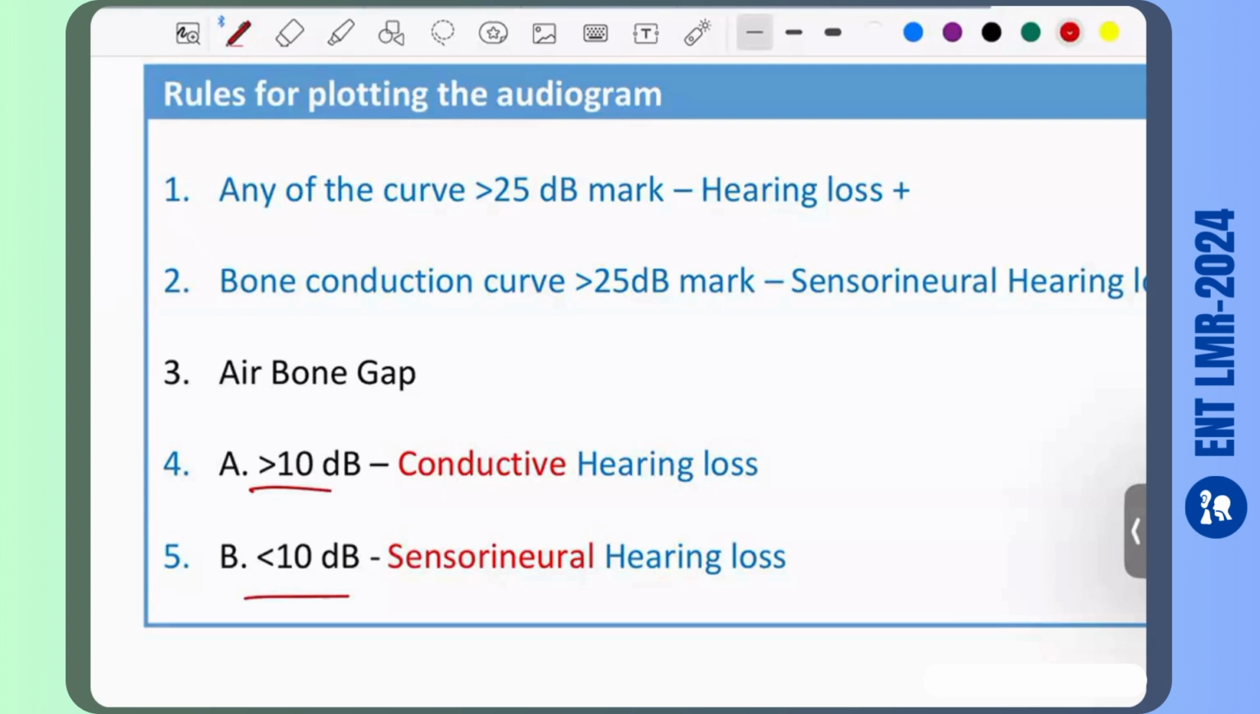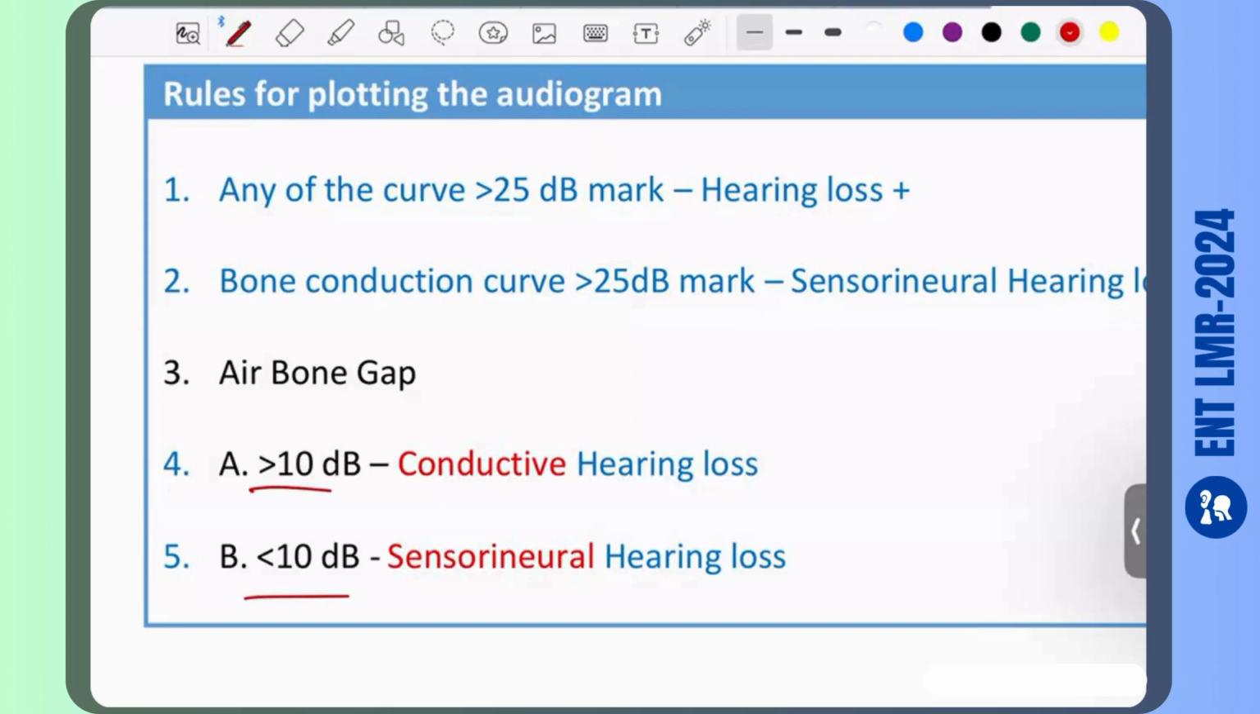Alright, so I'll tell again. First, we should find out whether the patient is having hearing loss or not. Point number 1. Then, with the help of the broken bone conduction lines, we should find out whether the patient is having sensory loss or not. Then, using the air bone gap, we should confirm either the sensory loss or the conductive loss. So these are the protocols for diagnosing a disease from the audiogram.